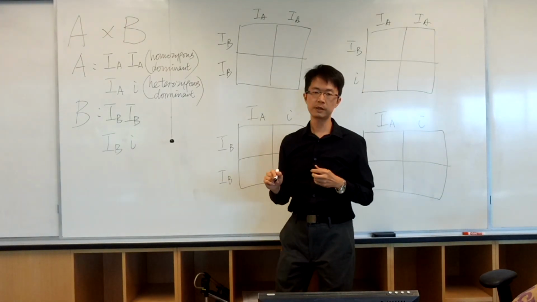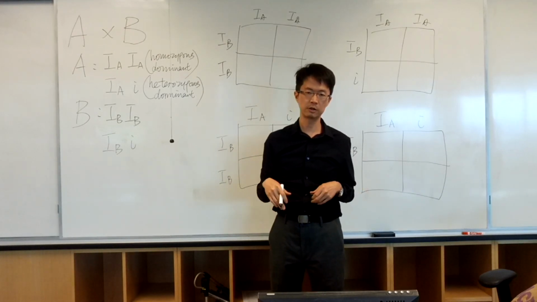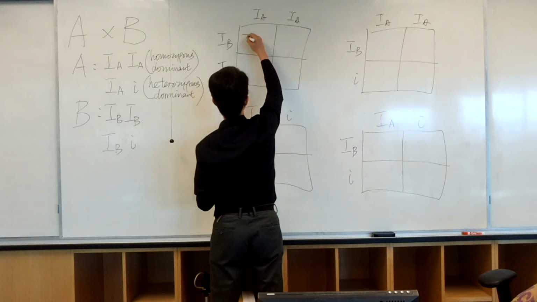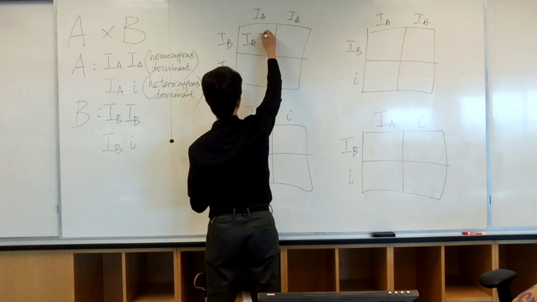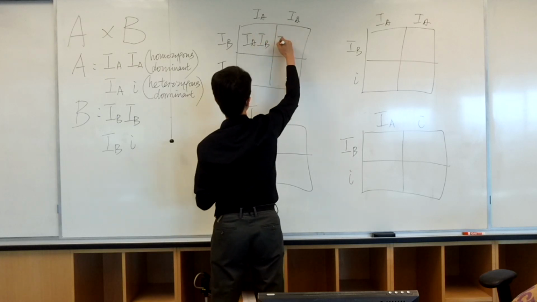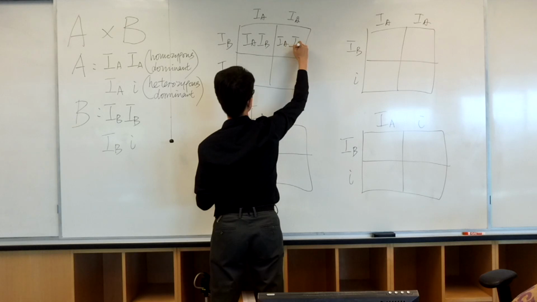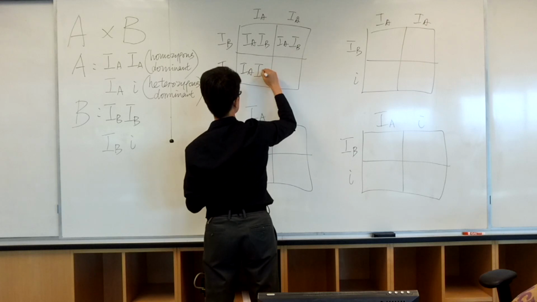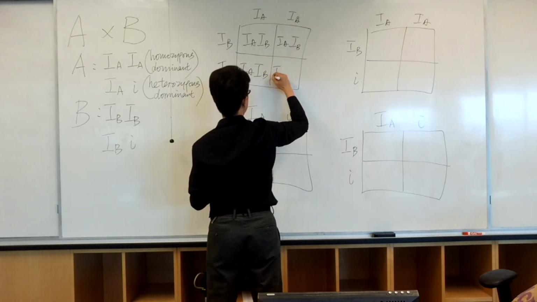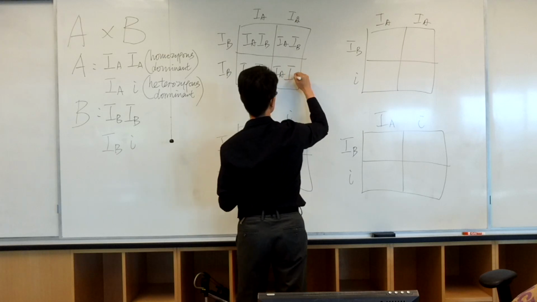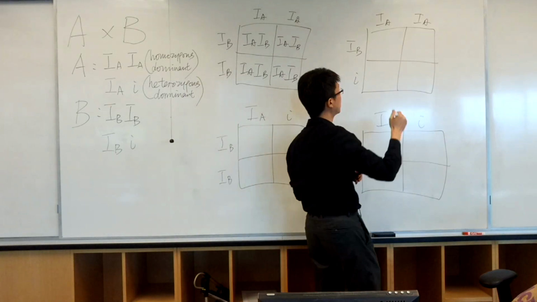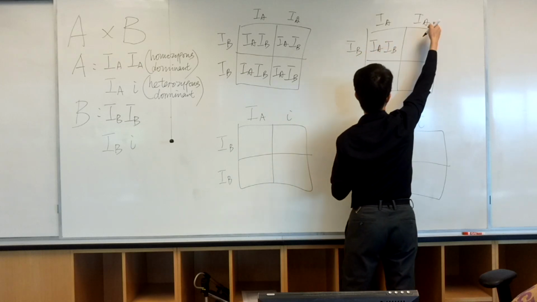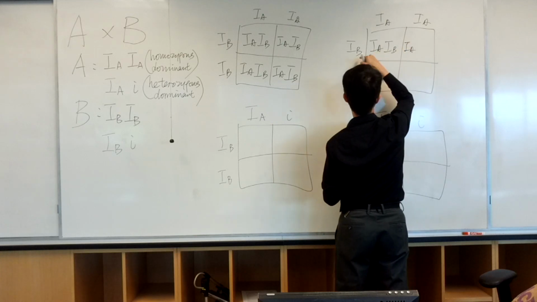Now, how do we fill the Punnett square? It's very simple. We just copy everything. What do I mean by that? So IA is here, so we copy IA here. IB is here, we copy IB here. IA, IB. IA, IB. IA, IB. Similar in here, we copy the same thing. IA, IB. IA, IB.